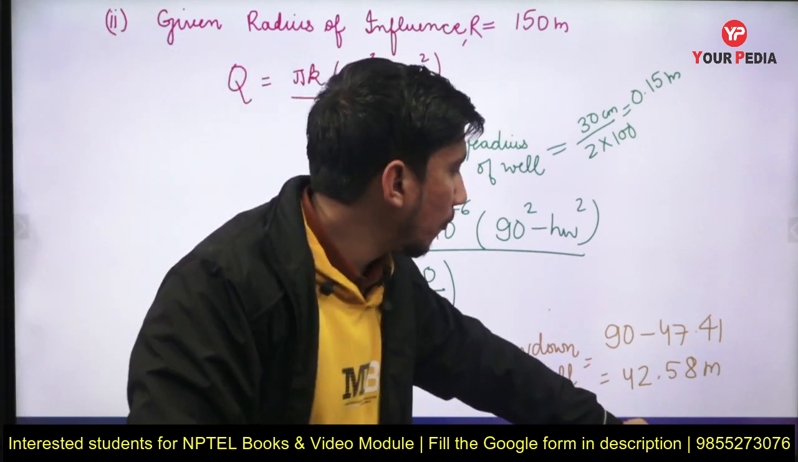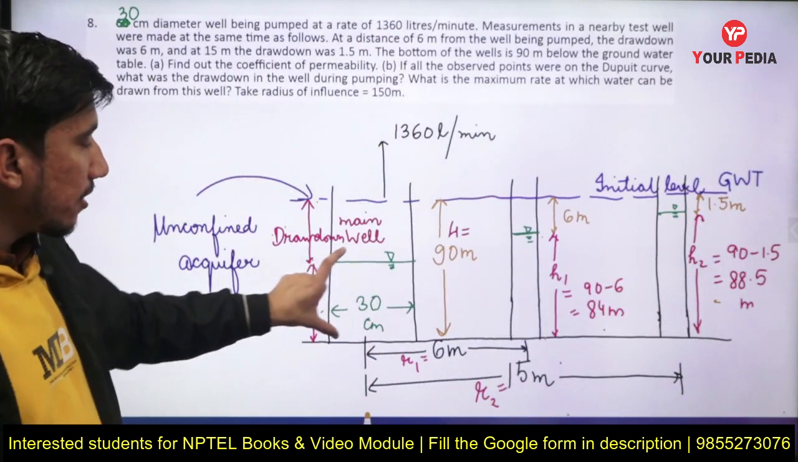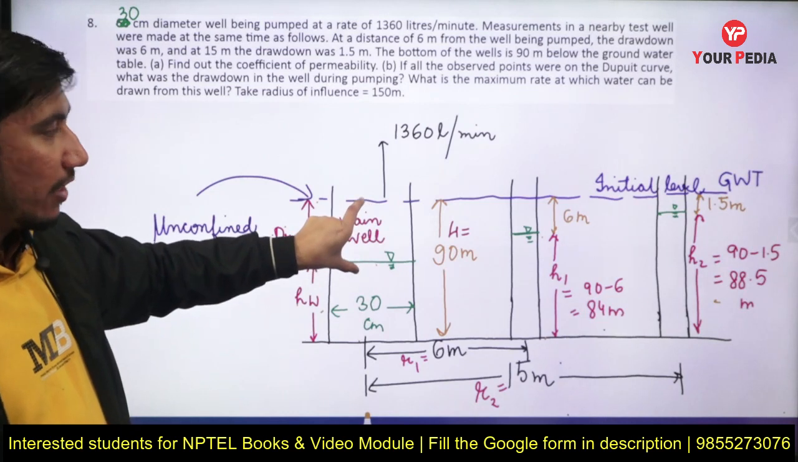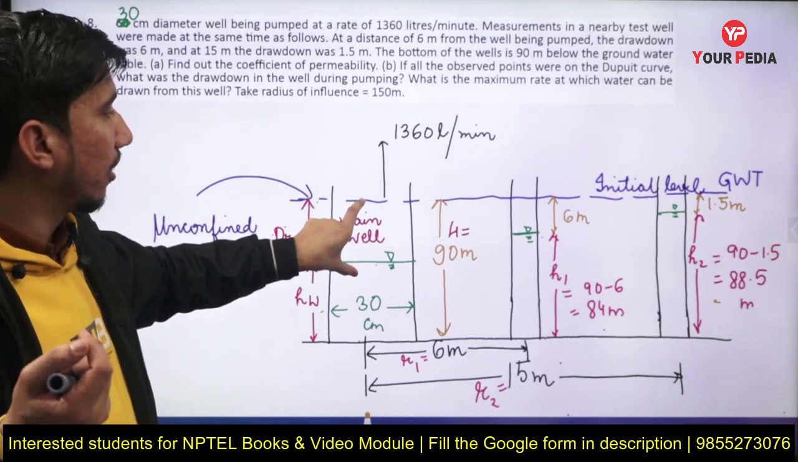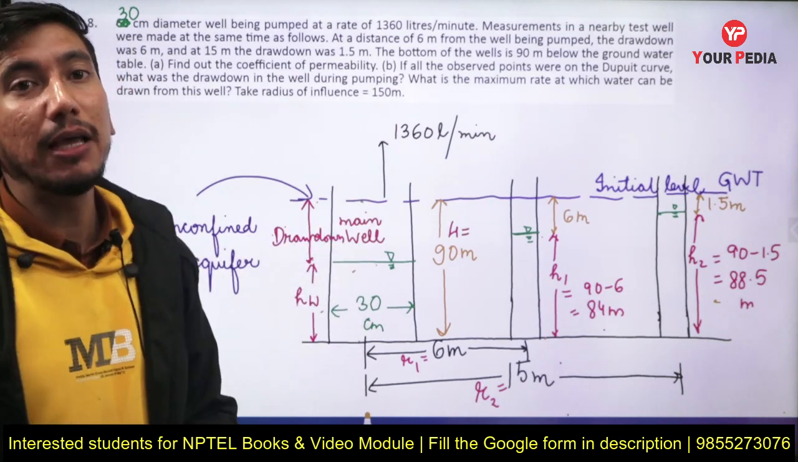If HW is 47.41, then what will be the drawdown? 90 minus 47.41, which is coming out to be 42.58 meter around. So this will be the drawdown in my main well.